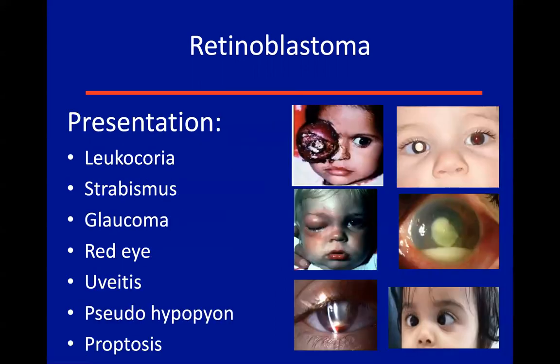So these are your presentations of retinoblastoma: leukocoria, strabismus, glaucoma, red eye, uveitis, as you see here, pseudohypopyon, as you see here, proptosis, as you see here, which can almost be like an orbital cellulitis. And here you also see a hyphema that we talked about.